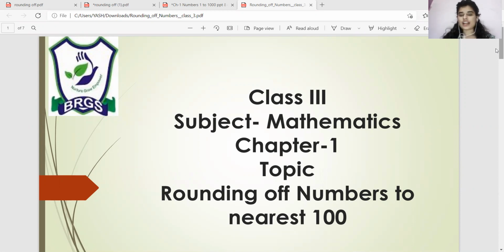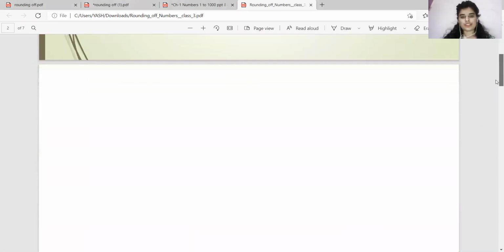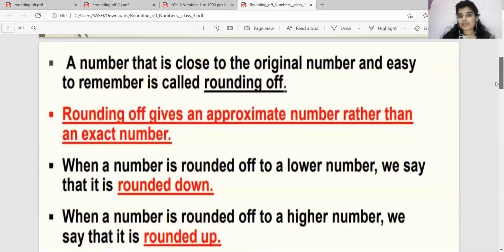Now, let's start today's topic: rounding of numbers to the nearest hundreds. Before going to the questions, let's see what rounding off is. Rounding off gives a number that is close to the original number and easy to remember. It gives an approximate number rather than an exact number.